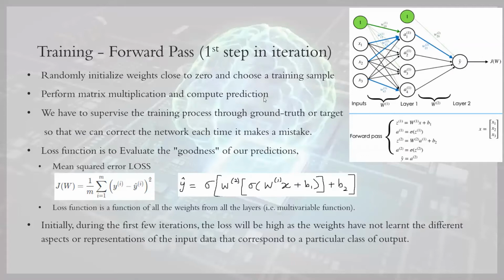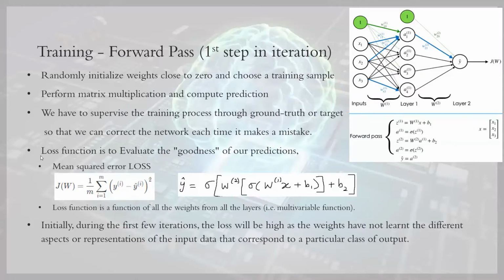So then we have to supervise the training process through ground truth or target, so that we can correct the network each time it makes a mistake. This is why it's called supervised learning. That means you're going to use the target and tell the network to make some corrections, which means to change its weight values.